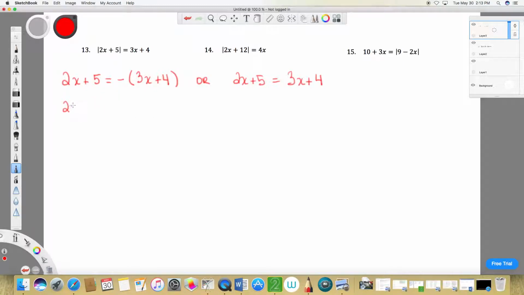So here we've got 2x plus 5 equals negative 3x minus 4. If we add 3x to each side, if we subtract 5 from each side, and if we divide by 5, we get x equals negative 9/5.